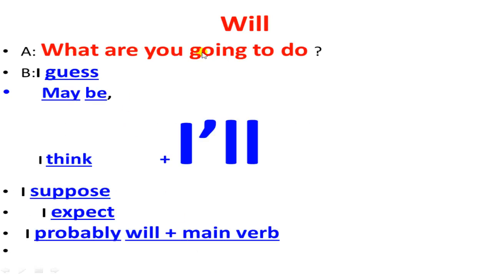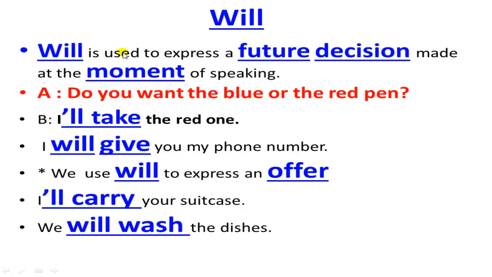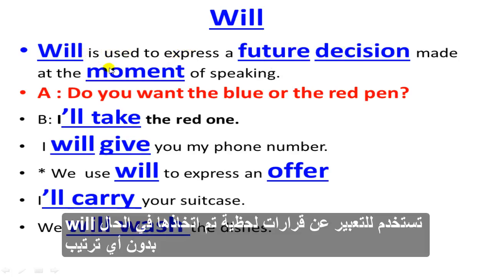A: What are you gonna do? B: I guess, maybe, I think, I suppose, I expect, I probably will plus main verb. Main verb, verb without d, ed, or ing. Will is used to express a future decision made at the moment of speaking. So I can use will for a future decision made at the moment.